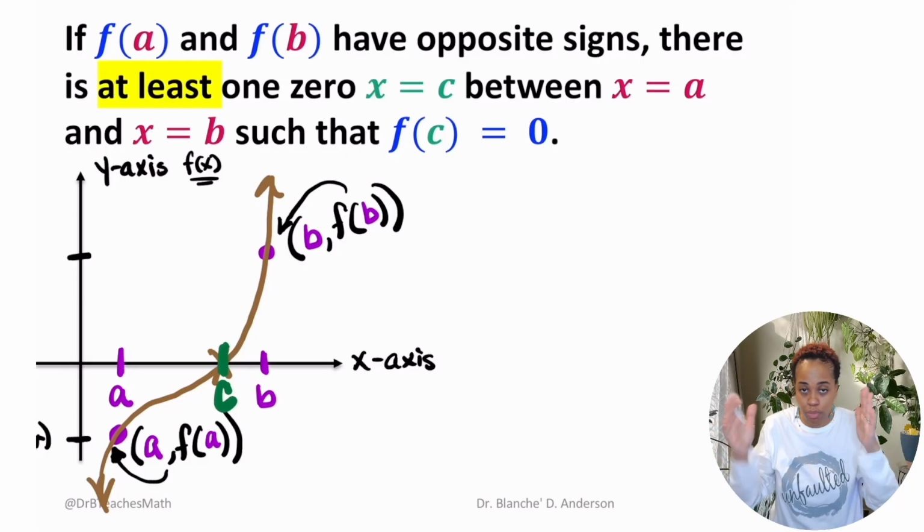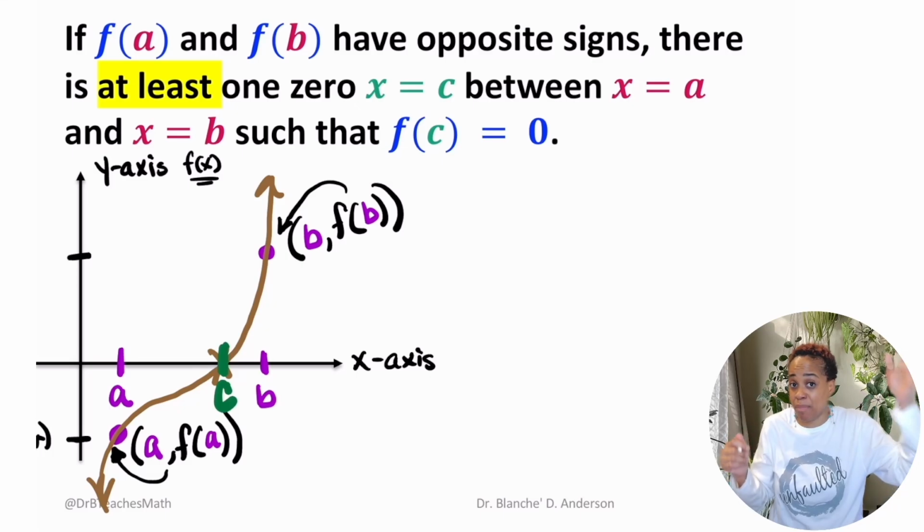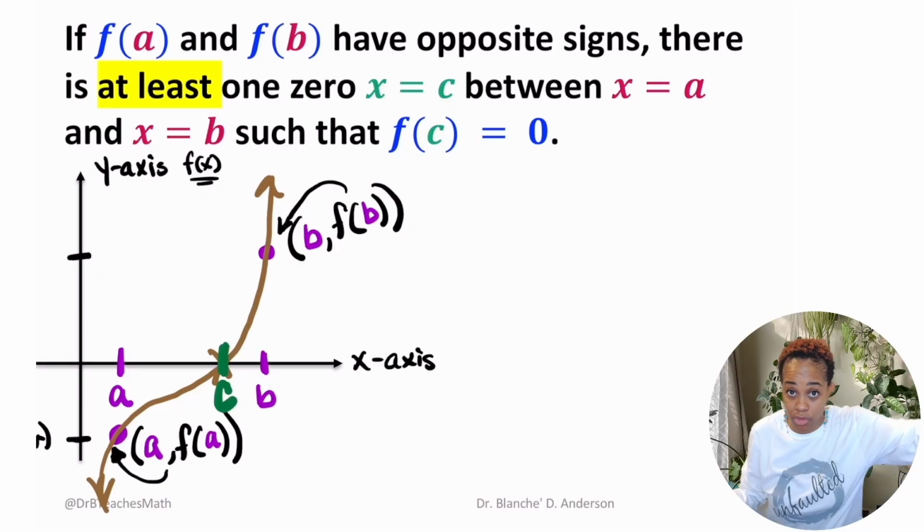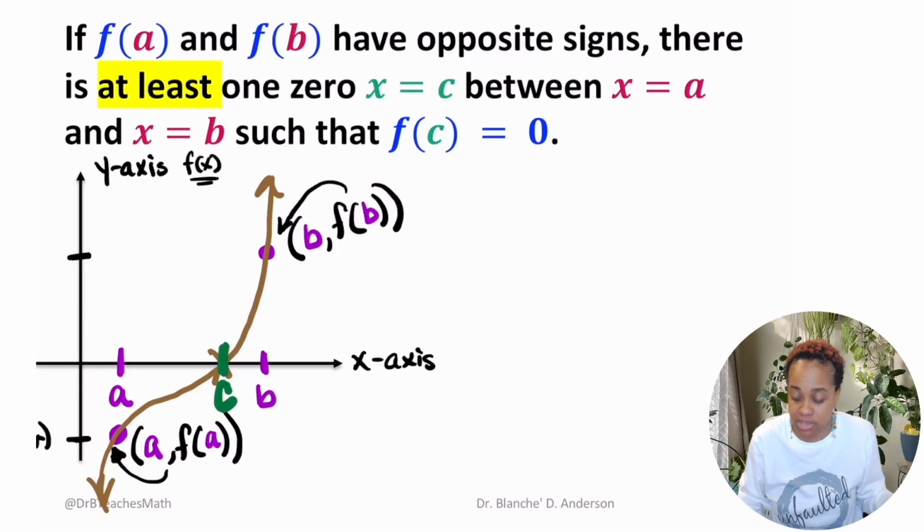If you have 2 points and you notice that one point gave me a positive y value and a different point on the x-axis gave me a negative y value, I crossed the x-axis somewhere. I don't know where. That's what all those other things will tell me, but that means I crossed the x-axis.